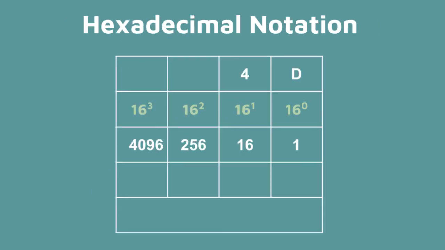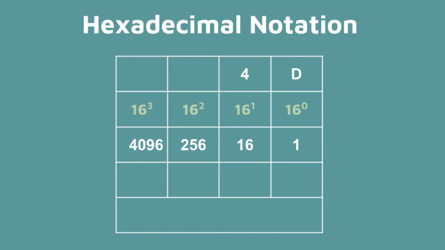Let's go back to our chart example. Going from right to left, replacing 10s and 2s with 16s, 16 to the exponent of 0 is 1, 16 to the exponent of 1, or 16 times 1, is 16, 16 to the exponent of 2, or 16 times 16, is 256, and 16 to the exponent of 3, or 16 times 16 times 16, is 4,096.